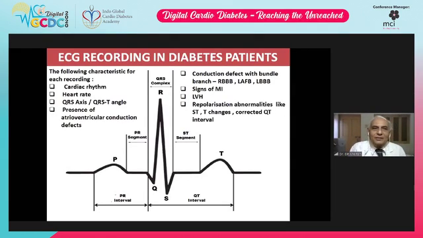ECG recording in diabetes mellitus, as usual: cardiac rhythm, heart rate, QRS axis, QRT angle, presence of atrioventricular conduction defect with bundle branch block, sort of defect like the right bundle branch block, left anterior fascicular block, left bundle branch block, signs of MI, especially previous or occult, left ventricular hypertrophy, repolarization abnormalities, ST changes, and the corrected QTc.